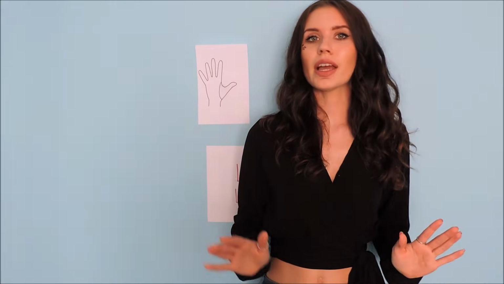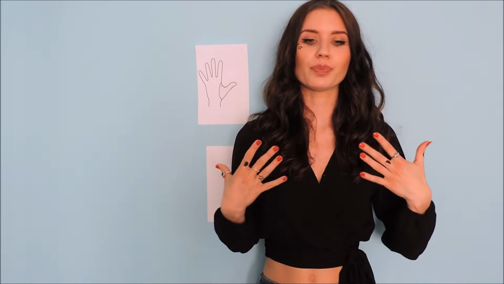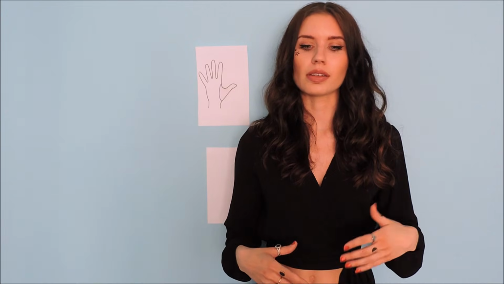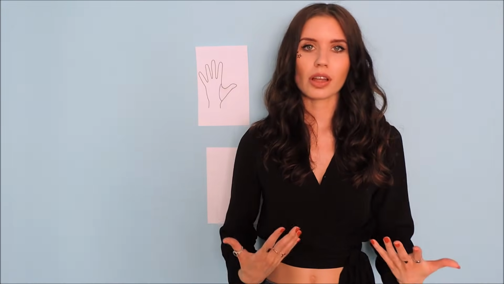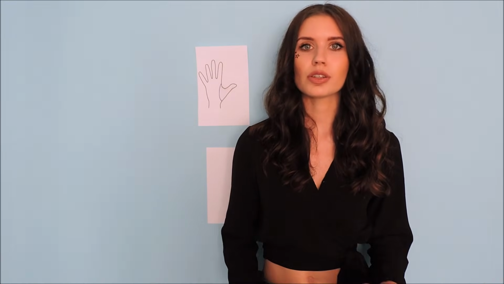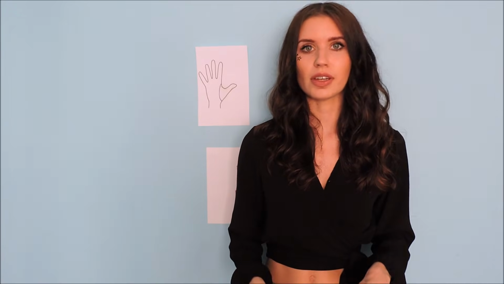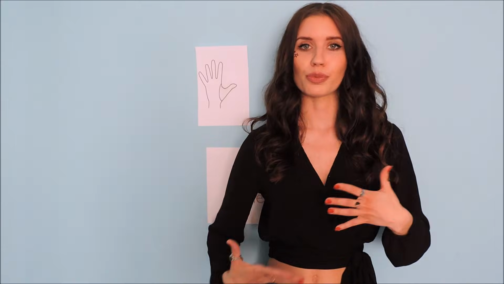Okay, so if your lifeline is still swooped but closer to the thumb, you guys do not have a lot of energy. You guys get tired easily. You just feel very drowsy a lot of the time. You don't like to do a lot of physical things. You like calmer activities that don't require a lot of physical movement.